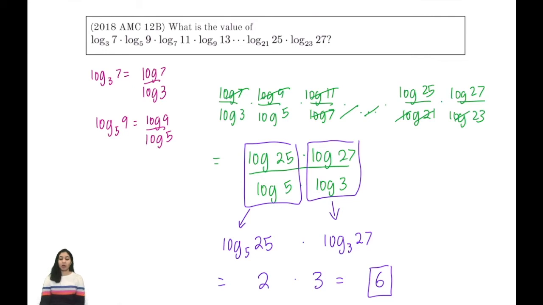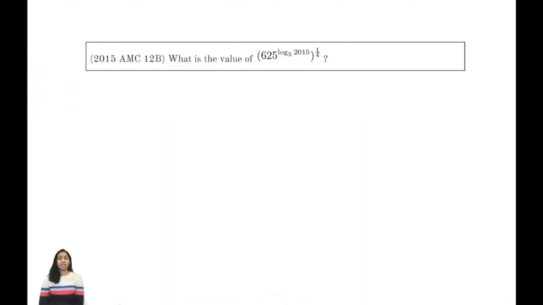Now we're going to move on to the next problem, and this is from the 2015 AMC 12B, and it says, what is the value of 625 to the log base 5 of 2015, all to the power of 1/4? So this problem has a lot going on, so we're just going to simplify it by letting log base 5 of 2015 be x. In other words, we have 5 to the power of x equals 2015. So now we can replace log base 5 of 2015 with x in our expression, and we'll get 625 to the power of x, to the power of 1/4, and that's what we want to find.